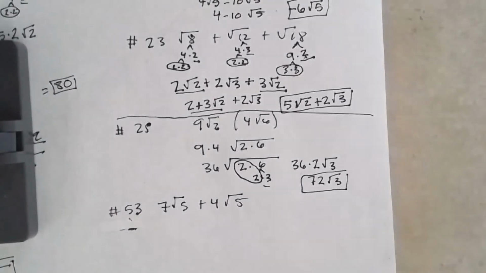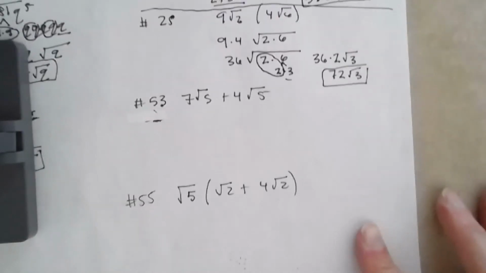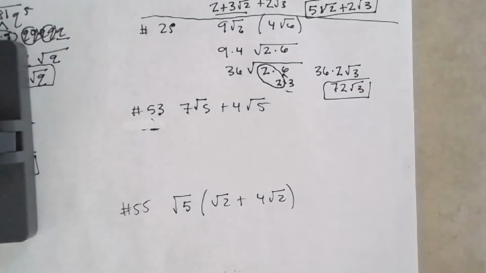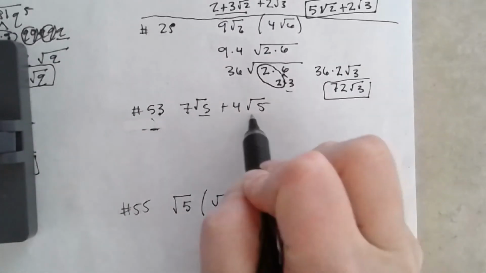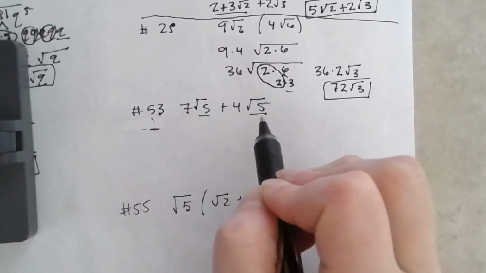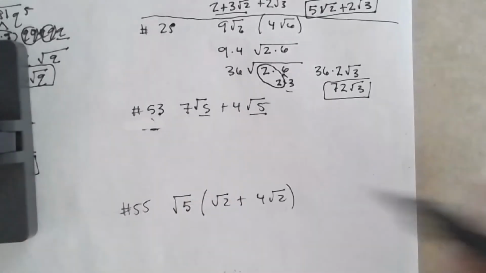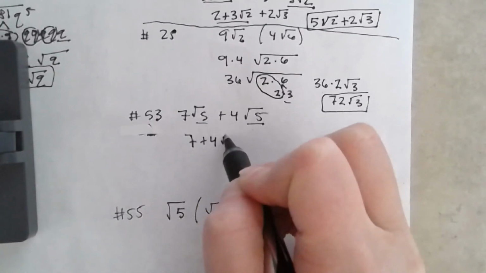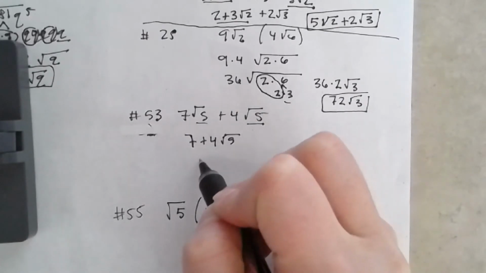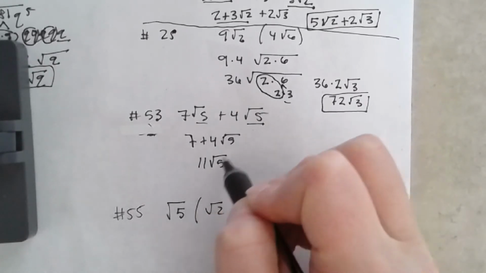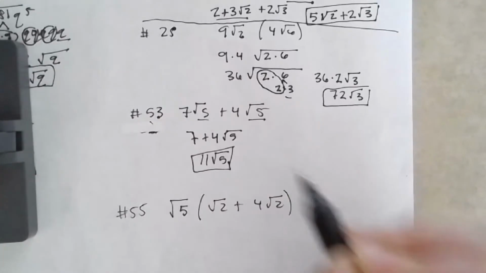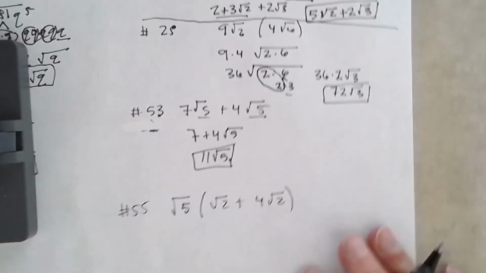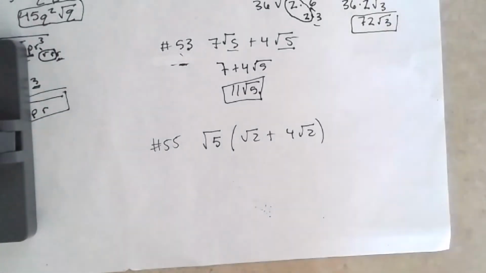Okay. Then if we look at 53, 53 is kind of nice again, because these are both square root 5. They're as small as they go, and they're the same. So what do we do when they're the same? We add the numbers in front. So 7 plus 4 square root 5. 7 plus 4 is 11 square root 5. Okay. And then our last one on 55.